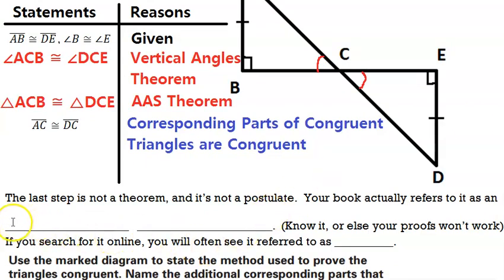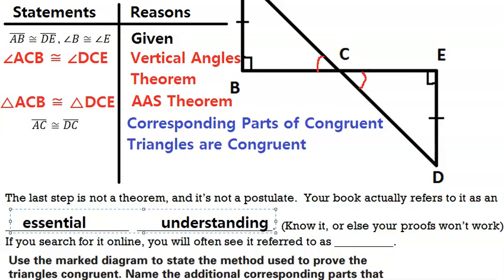Now, I'm going to tell you right now, what you just wrote is not actually a theorem. It's not a postulate. I thought it was interesting. The book referred to it as an essential understanding. That doesn't necessarily mean anything. I mean, the word essential means you have to know it. And in this case, I would agree with that. If you don't know it, your proofs will not work.